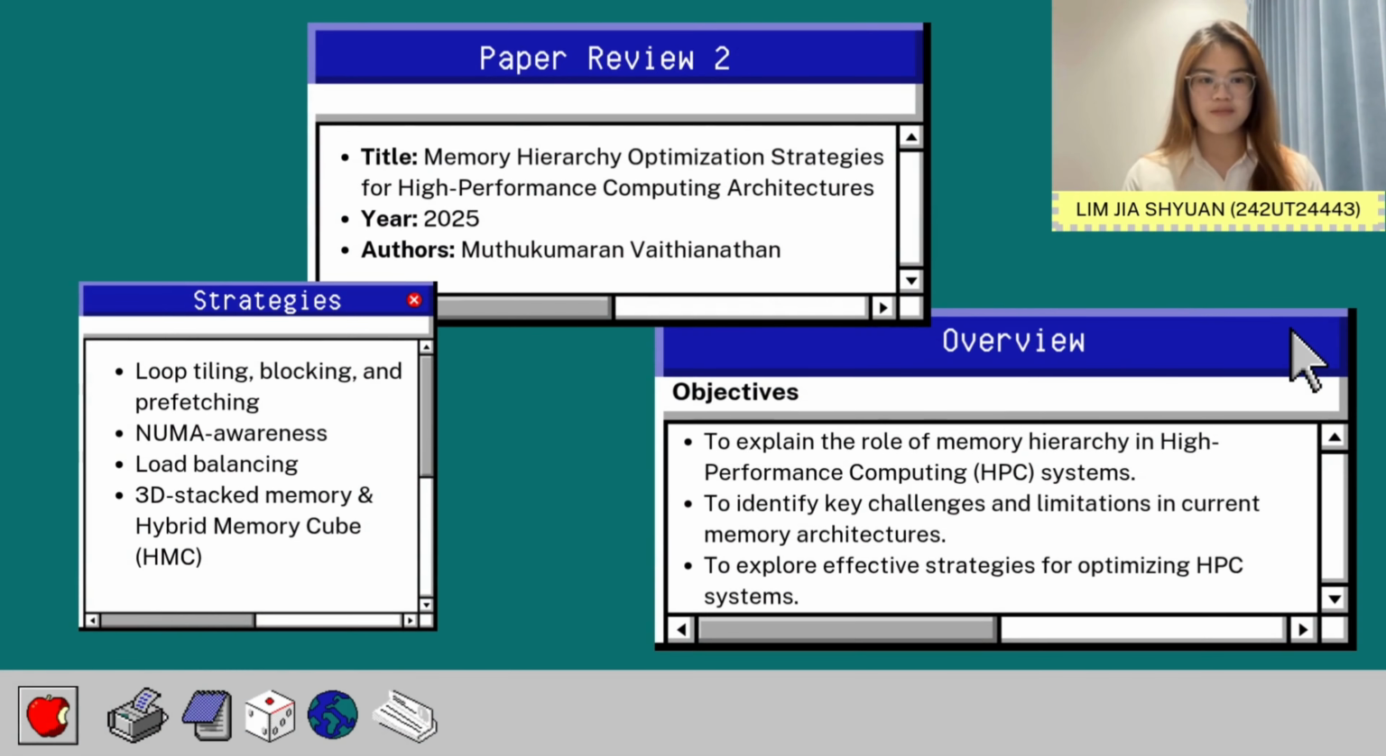Next, this paper authored by Muthu Kamaran in 2025 focuses on improving memory performance in high-performance computing. It introduced techniques like loop tiling, NUMA awareness, and 3D stacked memory to reduce latency and improve bandwidth. These strategies help address bottlenecks in memory access and enhance overall system efficiency.